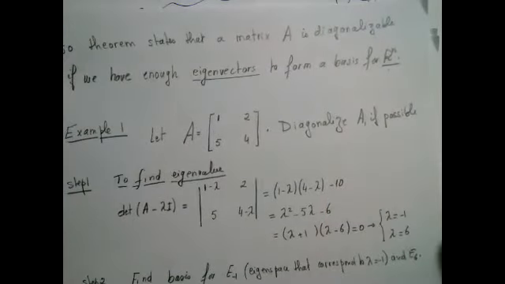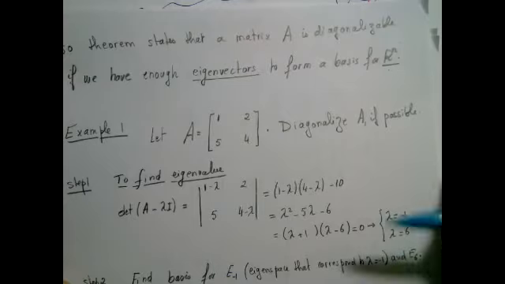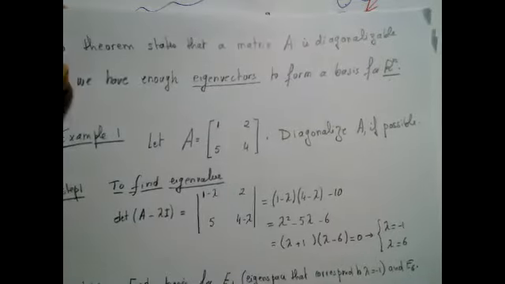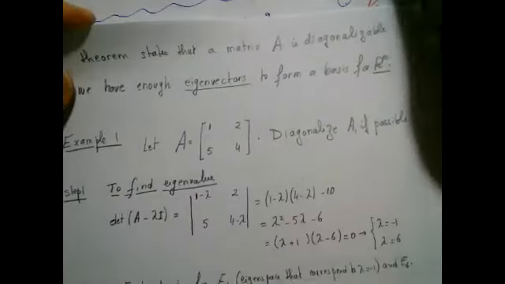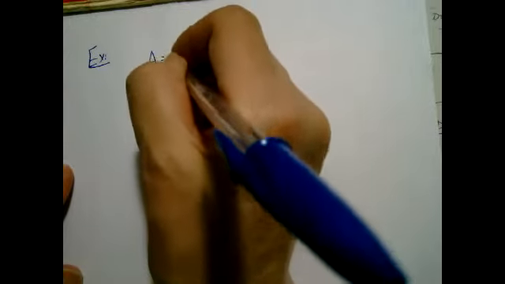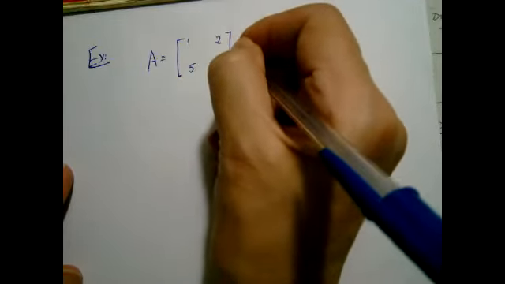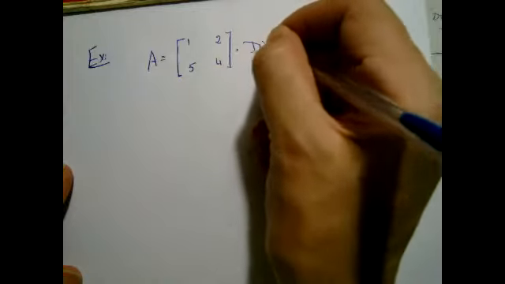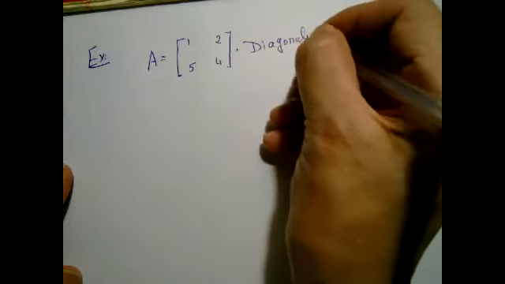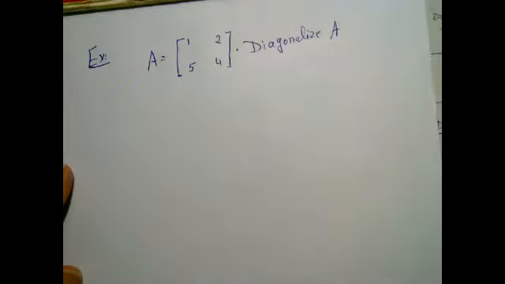Now we're going to take problems and diagonalize them if possible, to make the idea a little bit clearer. So I start with the following problem and then we'll proceed. I write it down so I don't read it. We're going to take the following example. Let A be the following matrix: 1, 2, 5, 4. And the question is, diagonalize the matrix A if possible.